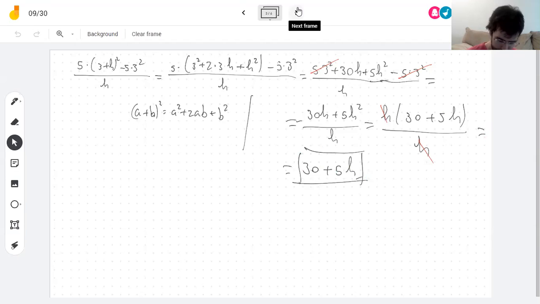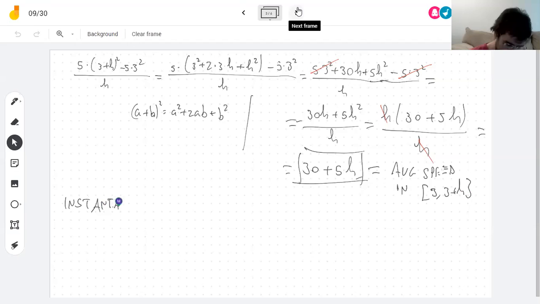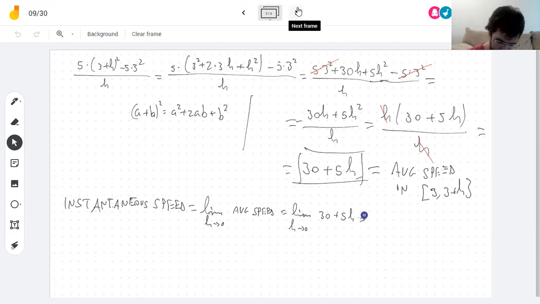Okay, so this was the average speed in the interval between 3 and 3 plus h. So the instantaneous speed would be the limit as h approaches 0 of the average speed, which I got a formula for over here. So it's 30. This is a continuous function.